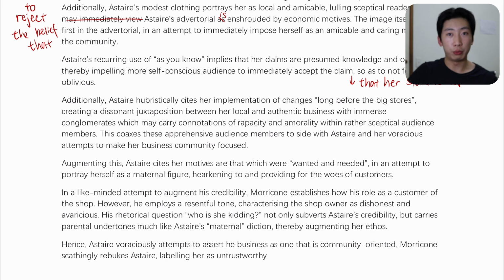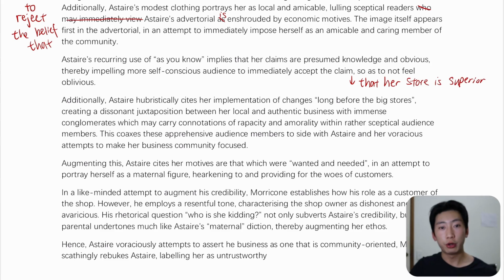So it's really good how you're comparing the wording in one article is similar to the wording in another article. So very specific and very good here. And another thing that I don't think I mentioned before is when you're comparing between two texts, try to avoid just saying similarly or contrastingly, and rather specify what exactly is similar or what exactly is different. So in this case, it's the attempt to build up one's credibility. That's the thing that's the same. So that's very good. And then hence Astaire voraciously attempts to assert her business as one that is community orientated, whereas Morricone scathingly rebukes Astaire, labeling her as untrustworthy.